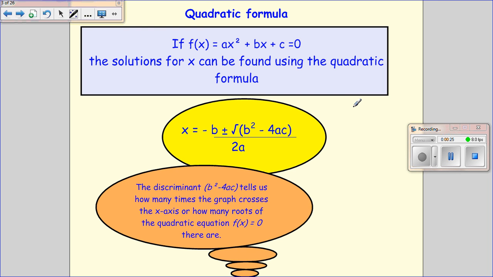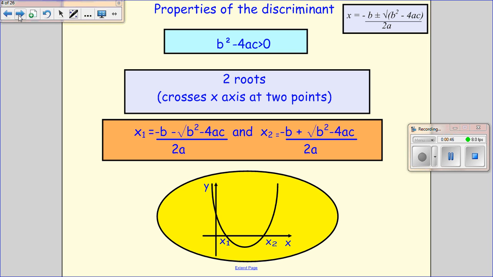Okay, so here we have the quadratic formula, which is used to solve our quadratic function, and the discriminant is this bit inside the square root. It's the b squared minus 4ac, and this tells us how many times the graph crosses the x-axis, or how many roots of the quadratic equation f of x equals 0 there are.